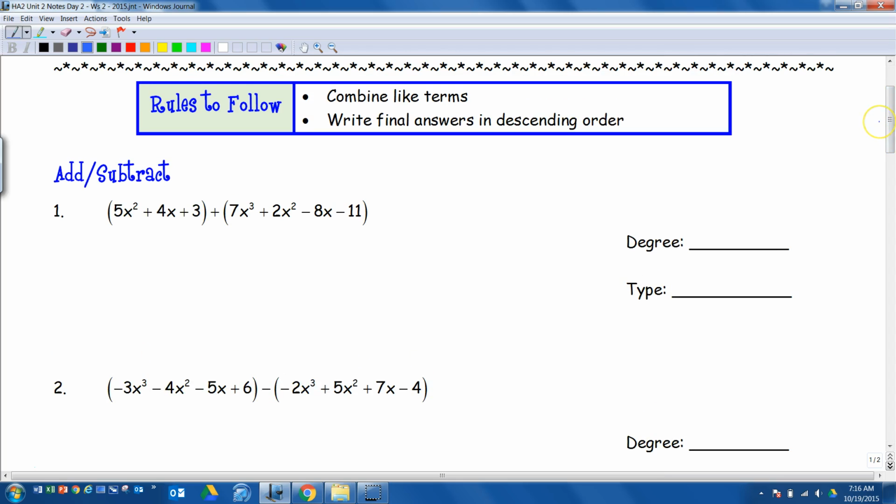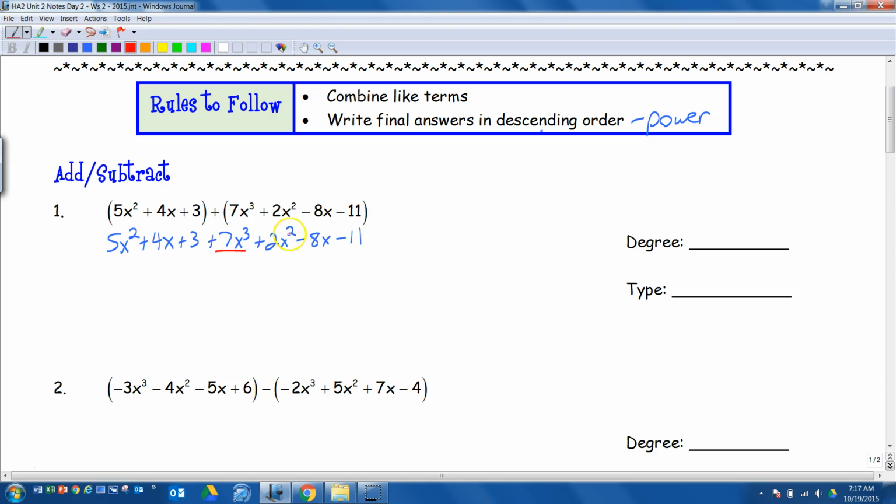So rules to follow. You always have to combine your like terms and write your final answers in descending order. That means the power. So you want like x to the fourths first, then x cubed, and so on and so forth. So since this is adding, the parentheses can just come down because the parentheses don't matter when you're adding two numbers together. And then we're going to just look for our like terms.